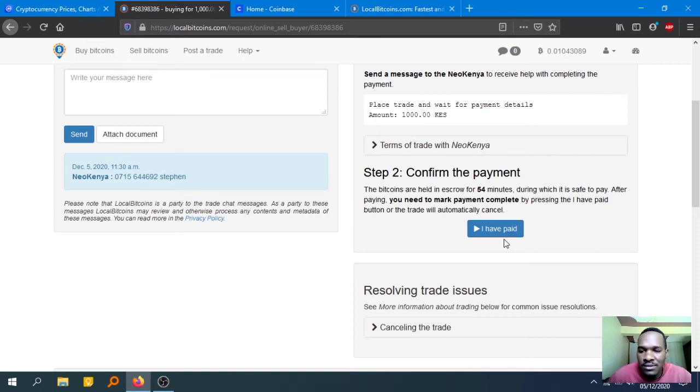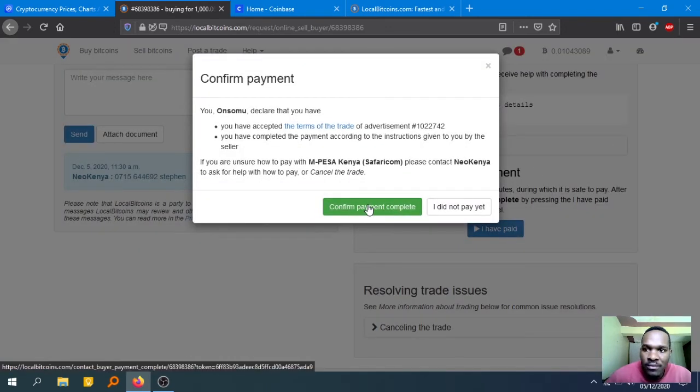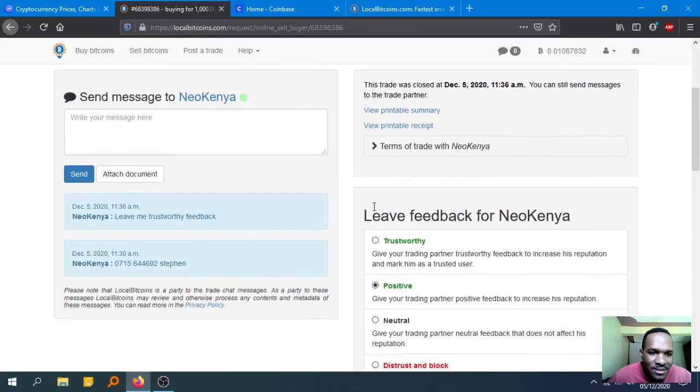So for this instance, if I have already paid, I'm going to click I have paid. You see, confirm payment as complete. Yes. Okay, the bitcoins have already been released. They have already been released. So you can look at this. If you look at this section, the bitcoins have increased by a certain amount. If you're careful, it was actually 104 something. Now it is 108. So I've already bought the bitcoins and they are now in my system.